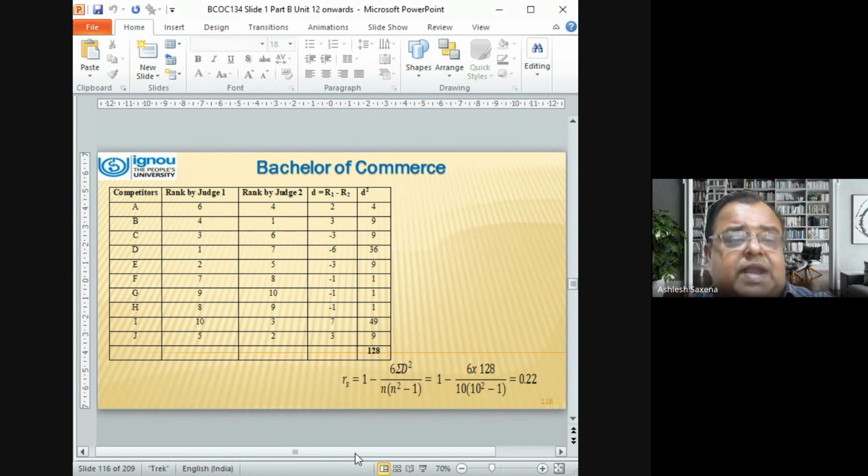Straight away, we will be subtracting 4 from 6, 1 from 4, 6 from 3, and so on. So we will be getting d as 2, 3, minus 6, minus 3, minus 1, until 3. Then we will be squaring these numbers. So d square: 2 square is 4, 3 square is 9, minus 3 square is 9, minus 6 square is 36, and so on till the last one, 3 square is 9. We will just add them up. This sum comes out to be 128.